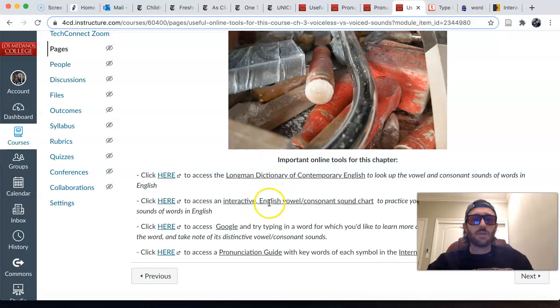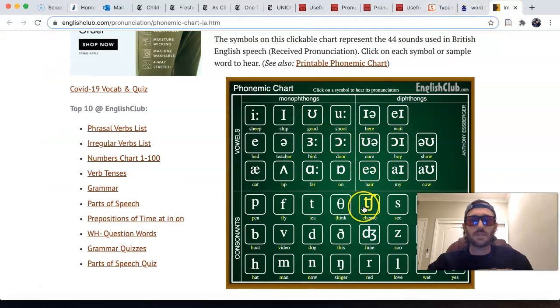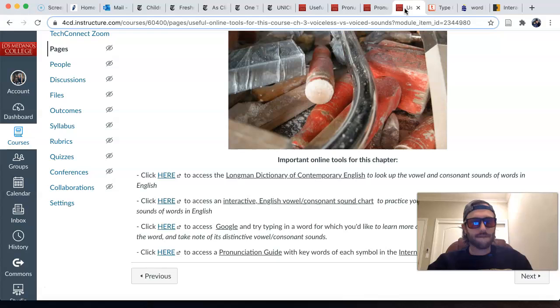The Interactive IPA Vowel and Consonant Sound Chart. That's this. If you want to hear those different consonant sounds and vowel sounds, you can do so there. Google, as we've talked about, being able to practice your pronunciation and see where syllable stress lies. That's a great tool. And then the pronunciation guide as it relates to the IPA. So these are all tools, primarily these first two, that you are encouraged and welcome to use as you take the final exam.